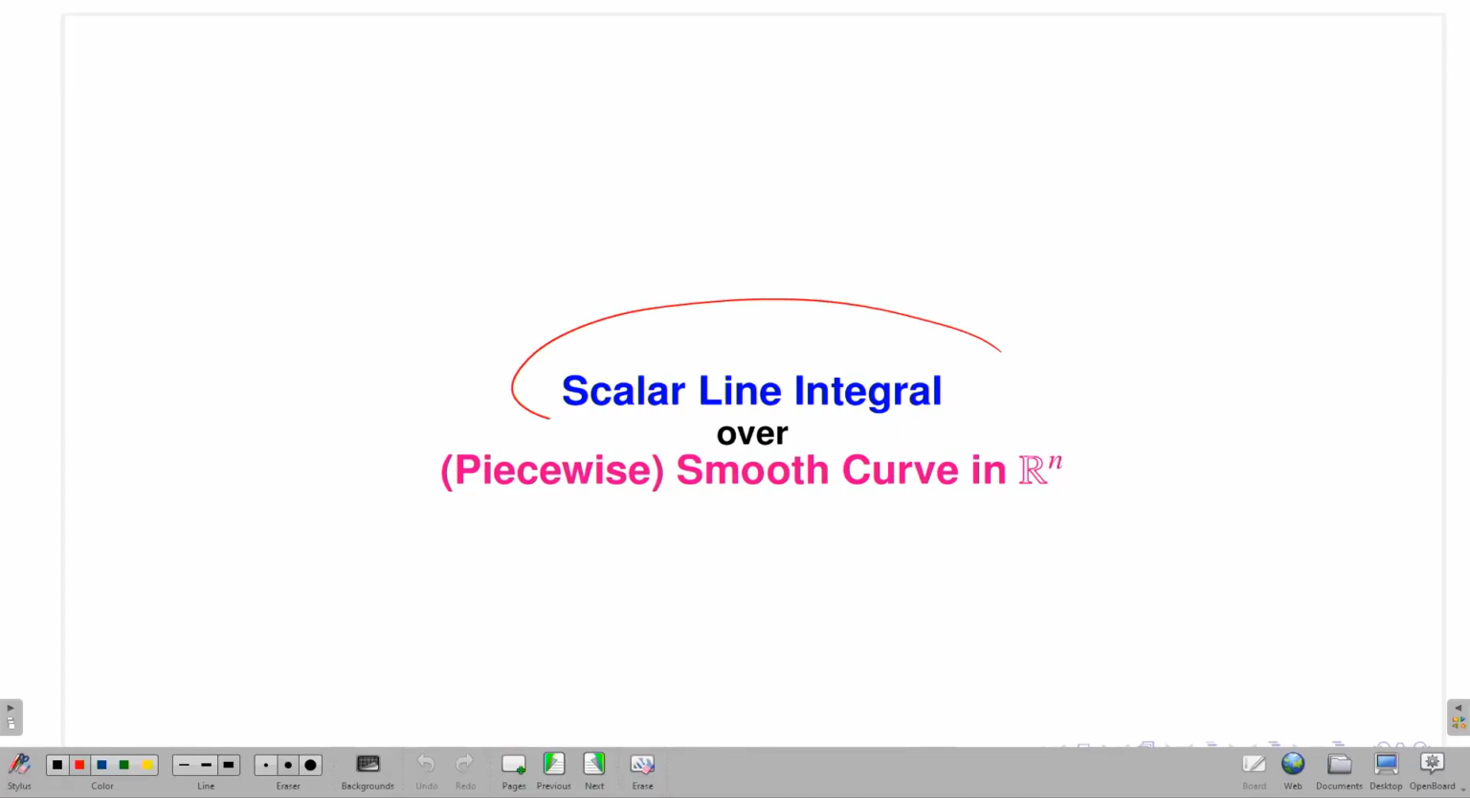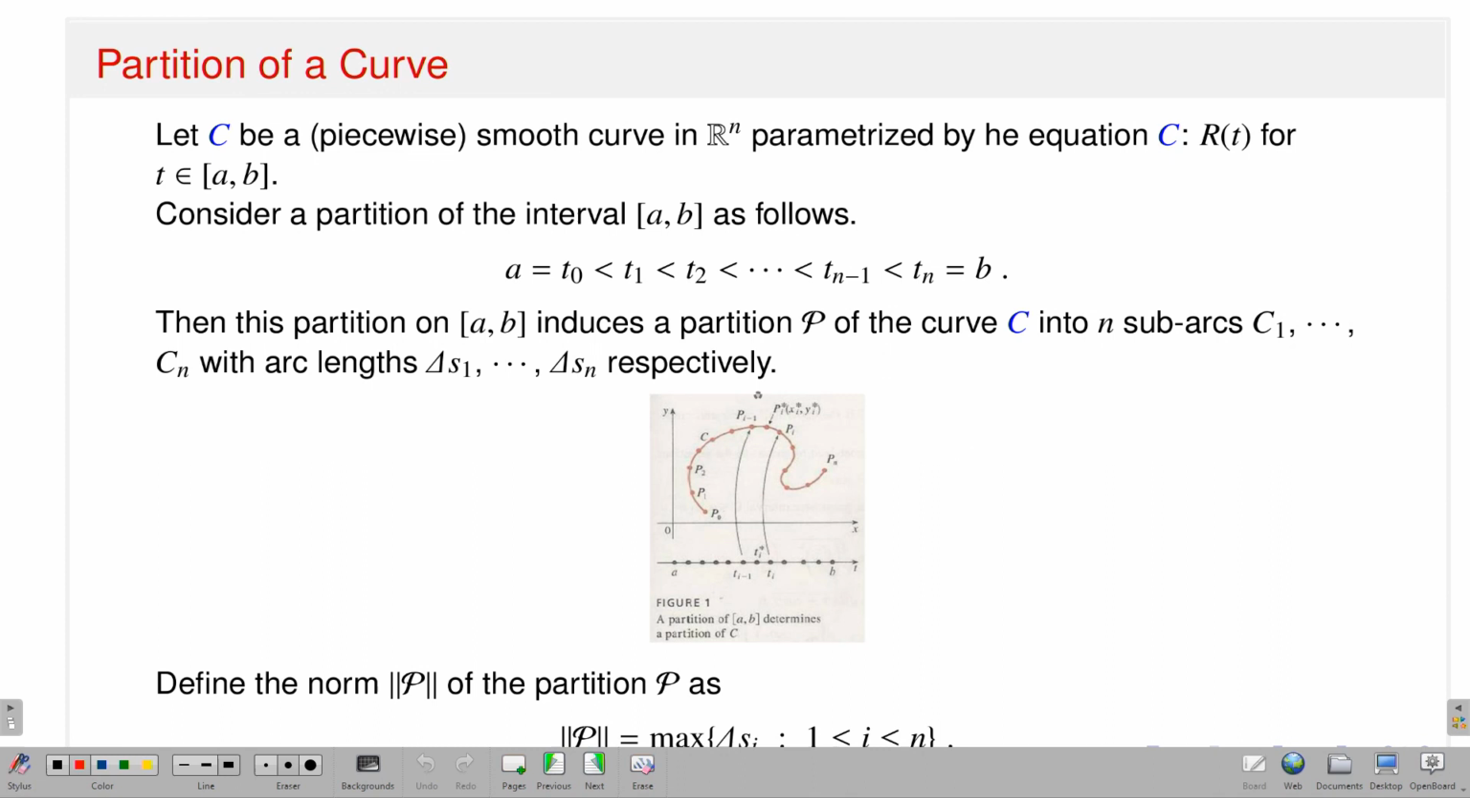Okay. So as I said, I should start with the notion of the scalar line integral over a piecewise smooth curve. The notions of smooth curve and piecewise smooth curve in n-dimensional Euclidean space I already discussed in my last lecture. Now I want to define the meaning of the scalar line integral over this piecewise smooth curve in Rn.